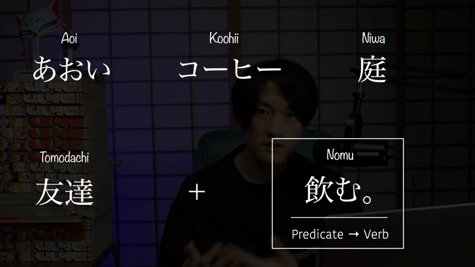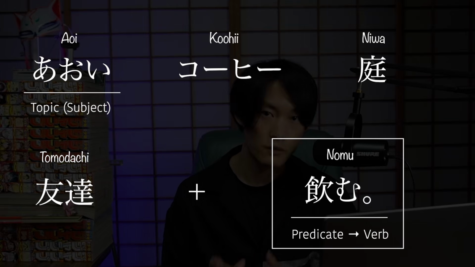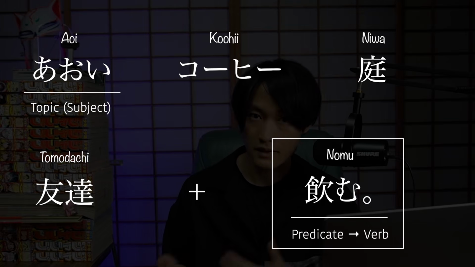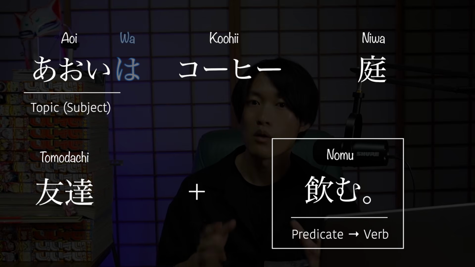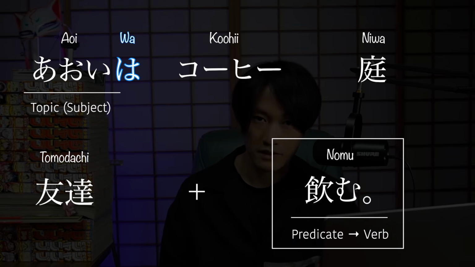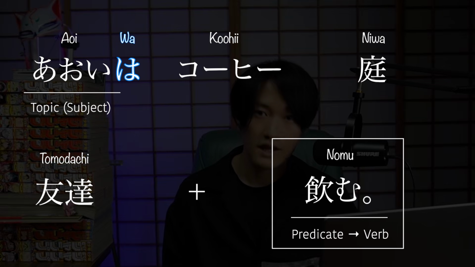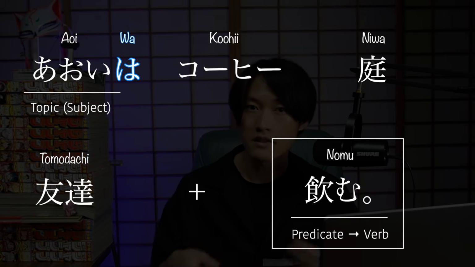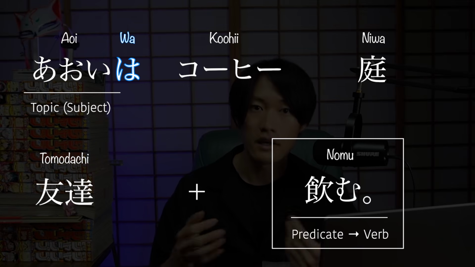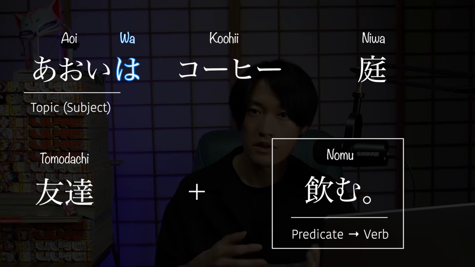Aoi is the girl's name. Since she's the one doing the drinking, she's the subject of the sentence. So we attach the particle wa to mark her as the topic. There's also another particle, ga, that can mark the subject too, so it's a bit more complicated. Well, save that explanation for another time. Next is kohi, which is just coffee, same as in English. Since it's the thing Aoi is drinking, it's the object, so we use the particle wo to mark it.